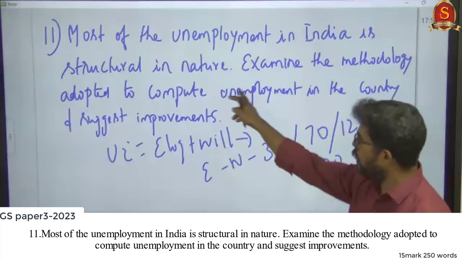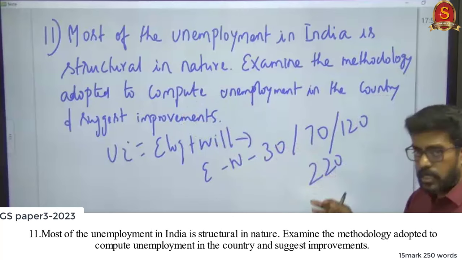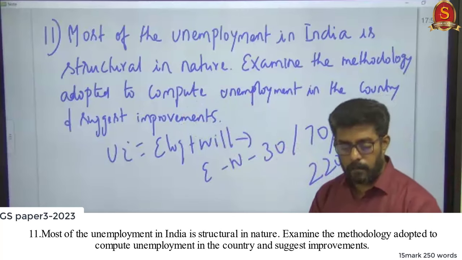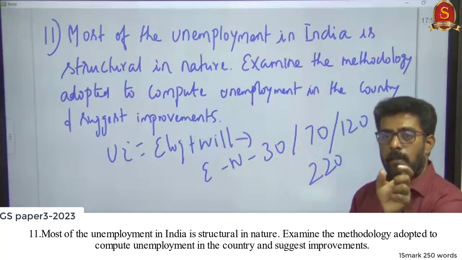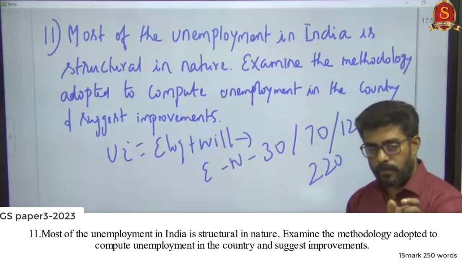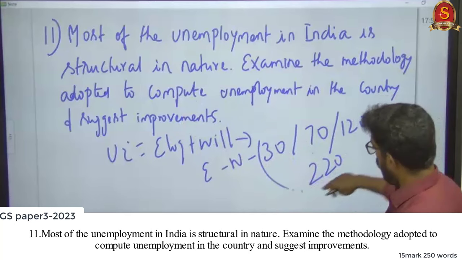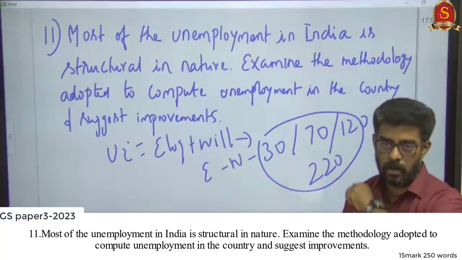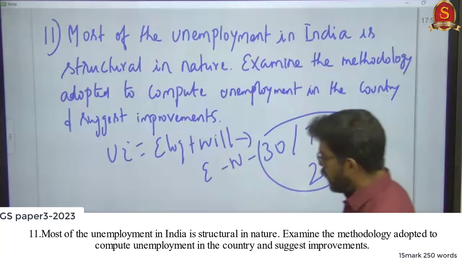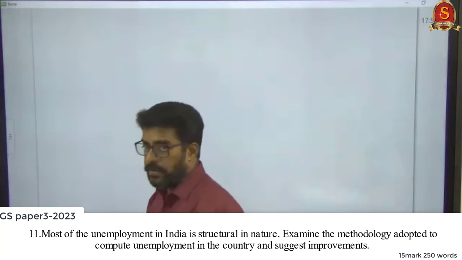Because the question is about the methodology, for this we have certain methods. When do we call a person as unemployed? Based on a certain number of days. So when he has not worked for a certain number of days, we call them as unemployed. We get the clarity when we understand the methodology. So what is the methodology? We follow different methods.